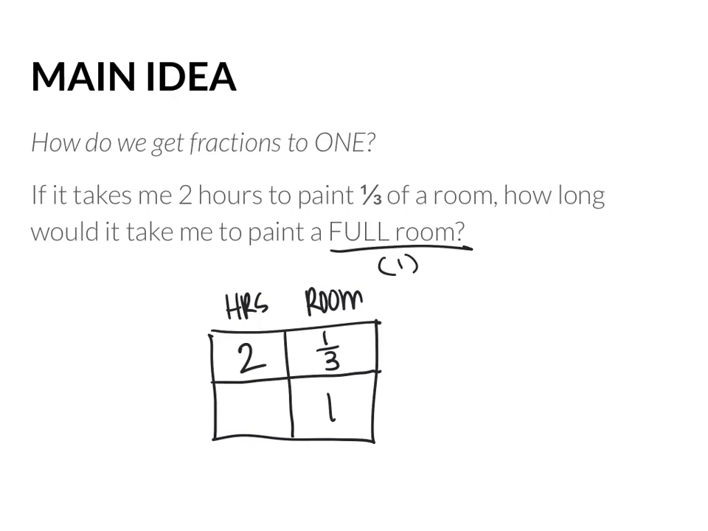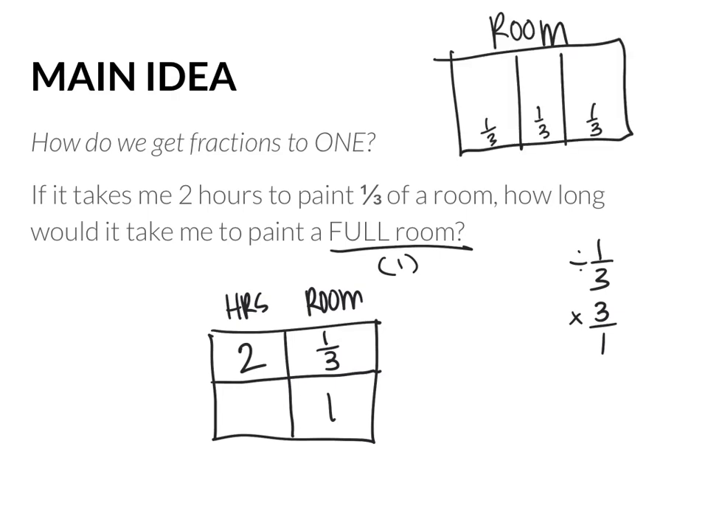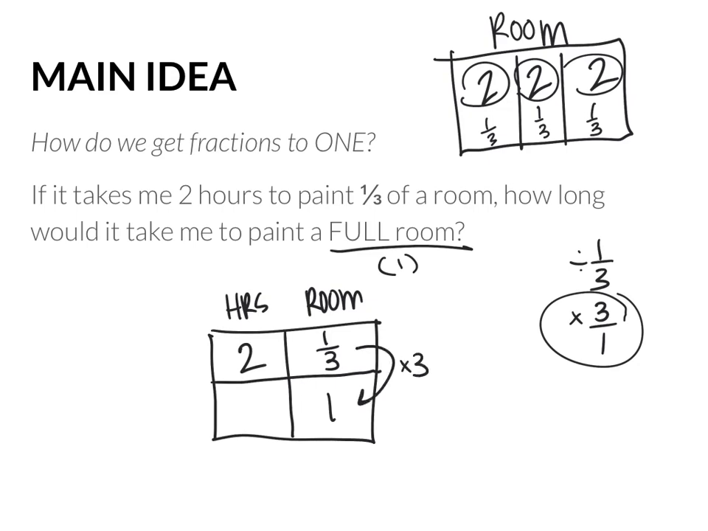be 1. The way that I get a number to 1 is I could either divide by that number, dividing by 1/3, or I could multiply its reciprocal, which is 3/1, which makes sense. If we have our room separated into thirds, and each of those thirds take 2 hours, then what I'm doing is taking that 2 and I'm multiplying it by 3. So a third of a room is in 2 hours, so 3 times that amount gives me the whole room, which gives me 6 hours.